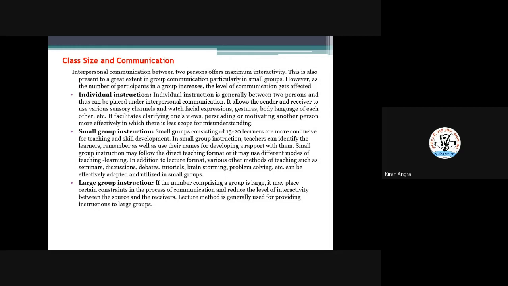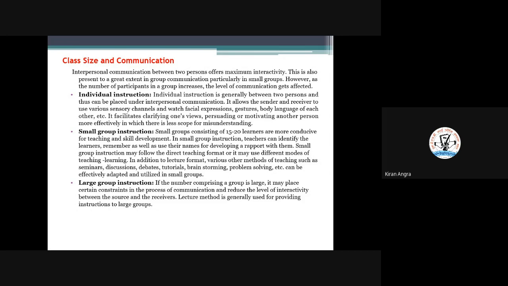If it is a large group size instruction, you understand whenever the group is large, the sitting arrangement is not like that the teacher can look at each student or interact with each student. So it reduces the level of interactivity between the teacher and the learner, or the source and the receiver. So information and communication technologies come into being when you teach a large group in a class, a group which is large and dispersed. They can be at the same place or they can be at different locations.